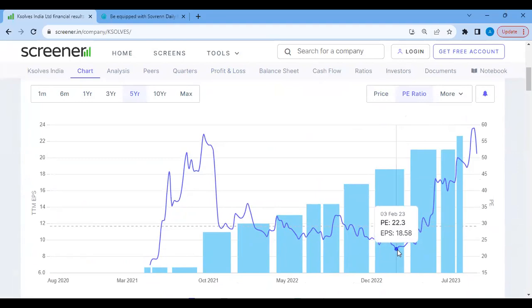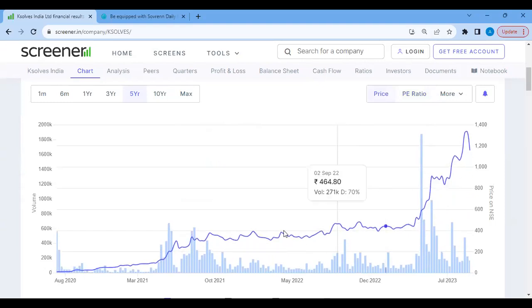Can you see that this company had a 20 P ratio in February? Yes or no? Yes, it was available at a 20 P ratio, and see what happened to the price. Right? So basically, let me give one more example.